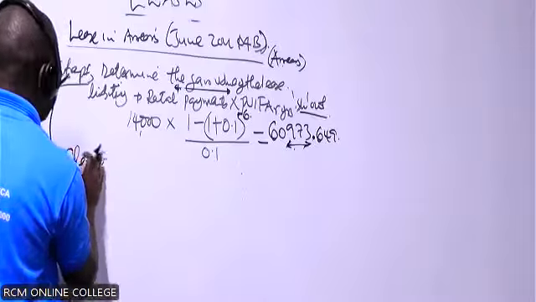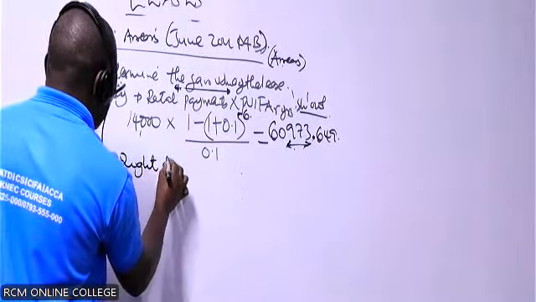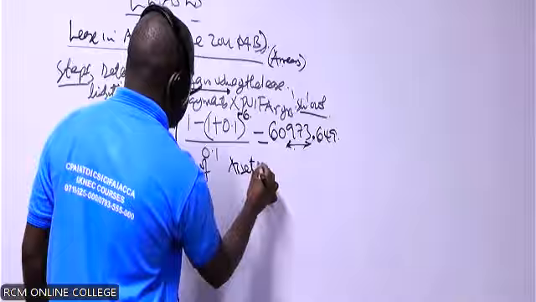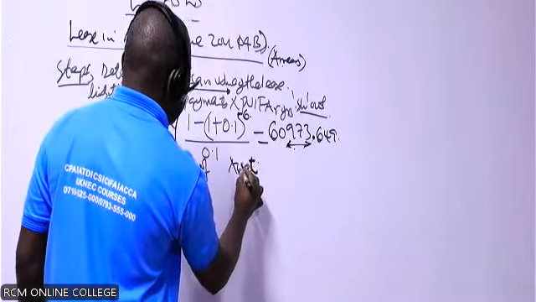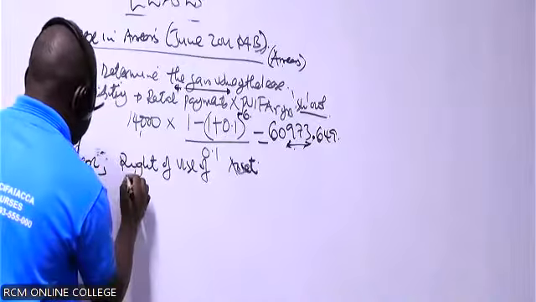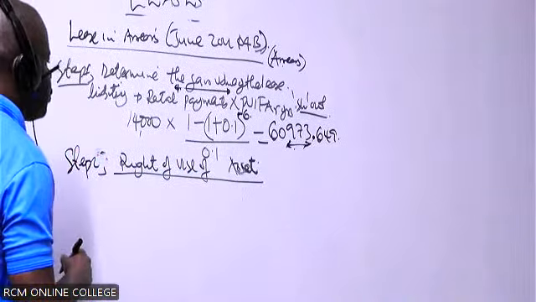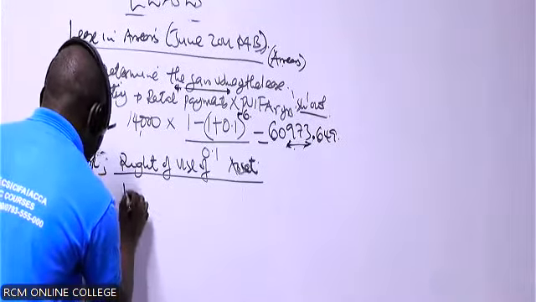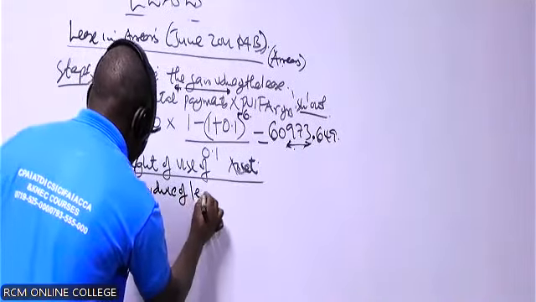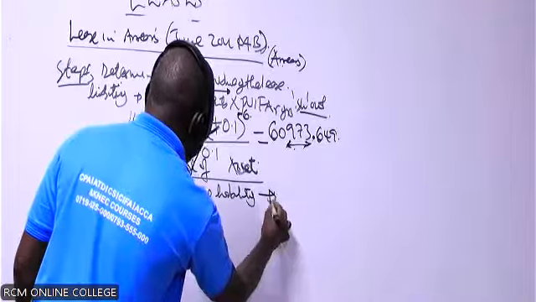So if you look at step number 2, which said you should be able to compute the right of use of the asset. So how do you get the right of use of the asset? This is step number 2. Remember, step number 1 was the fair value of the lease liability. For the right of use of the asset, you will take the fair value of the lease liability, which you've calculated above here.